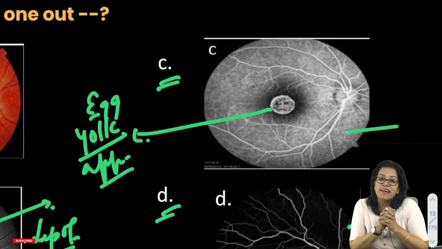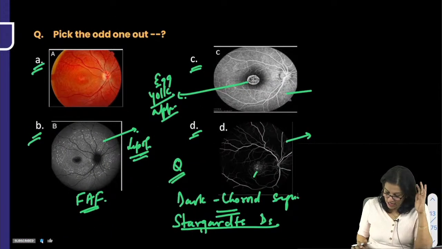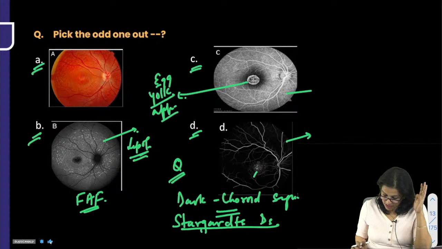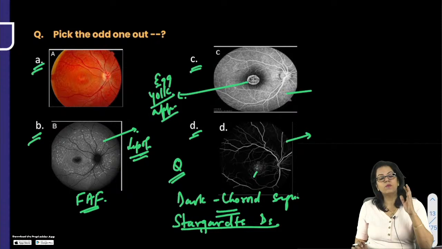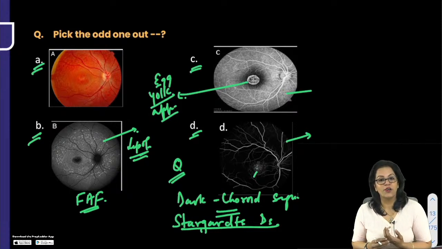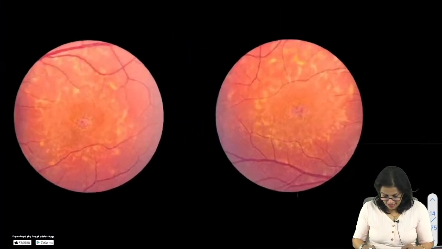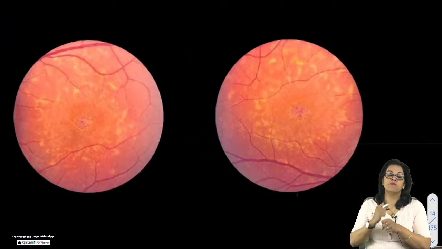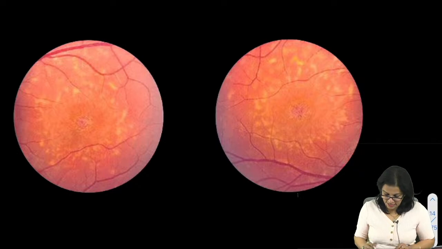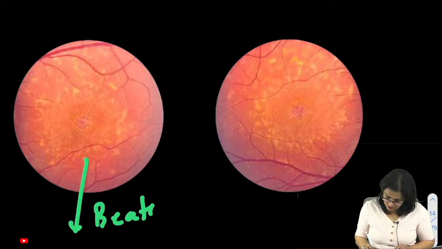Okay, after this we will study further. Once you know this much, what is the dark choroid sign, what was the other typical fundus picture of Stargardt's disease? Do you remember? Very important. See here, it looks like metal has been beaten. This is the beaten bronze appearance. This is typical of Stargardt's.